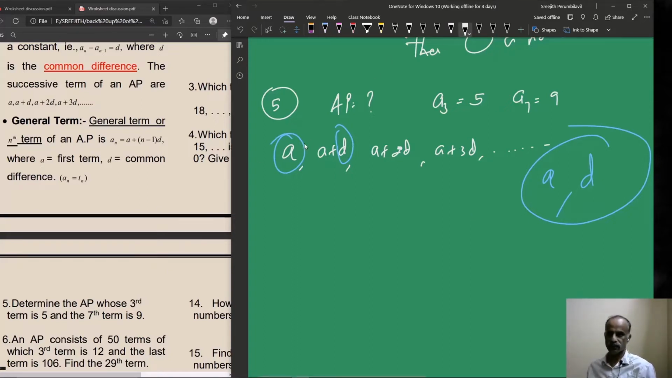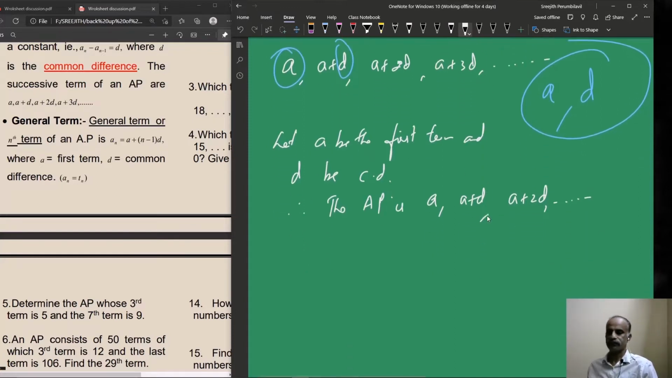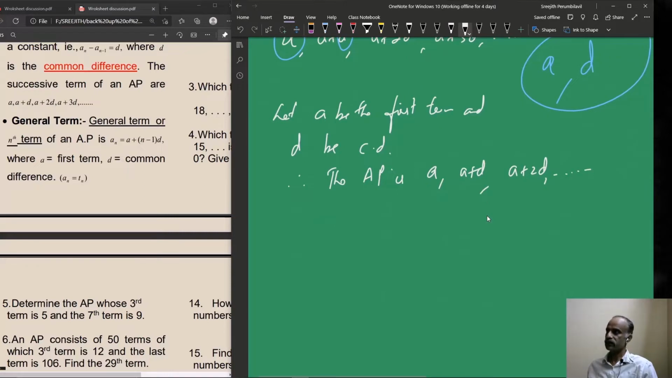So let us start. Let a be the first term and d be the common difference of the AP. Therefore, the AP is a, a plus d, a plus 2d, a plus 3d, etc. It goes like that.